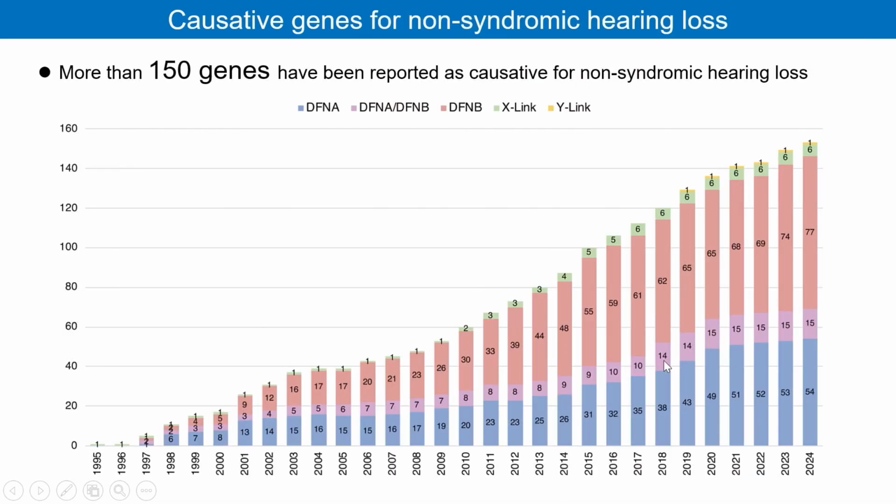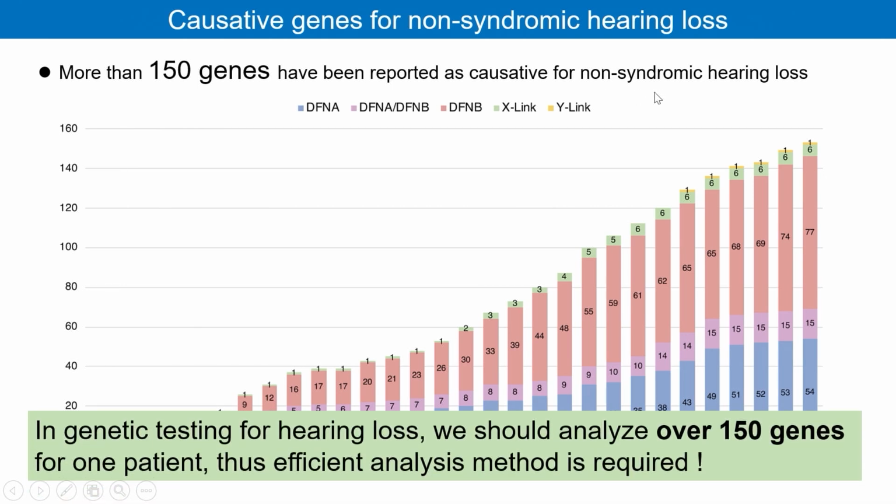So, how many genes are involved in hearing loss? This graph shows the number of causative genes and the years they were identified. In 1995, the first gene, POU3F4, was identified. And now over 150 genes have been reported as causative for non-syndromic hearing loss. So, in genetic testing for a hearing loss patient, we should analyze over 150 genes. Thus, we need efficient genetic analysis methods.